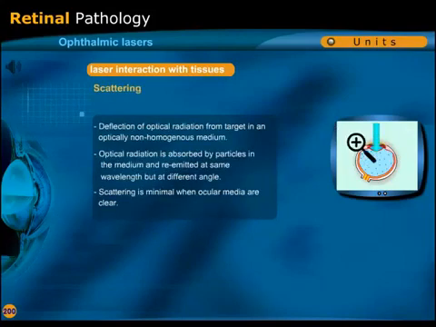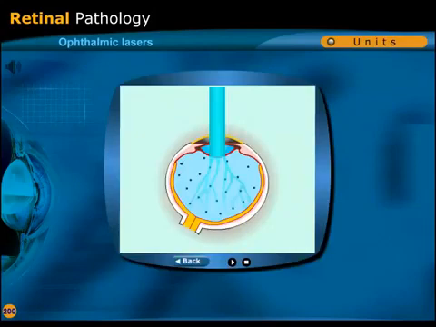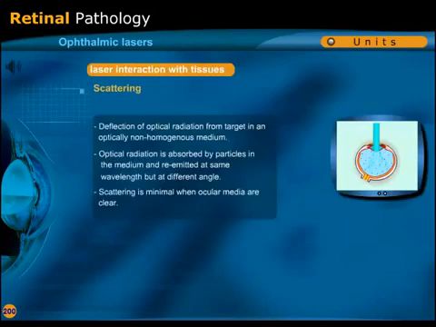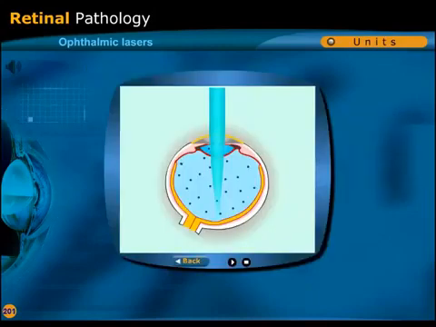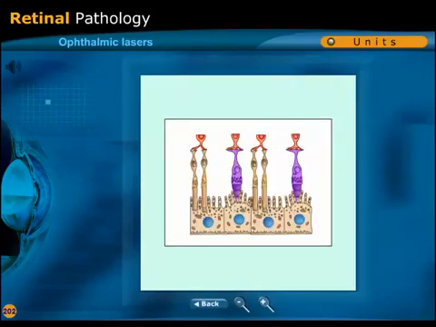Scattering. Deflection of optical radiation from target in an optically non-homogeneous medium. Optical radiation is absorbed by particles in the medium and re-emitted at the same wavelength but at a different angle. Scattering is minimal when ocular media are clear. Absorption. Incident optical energy is partially lost in the form of thermal or chemical energy into tissues. Melanin strongly absorbs ultraviolet and visible wavelengths.